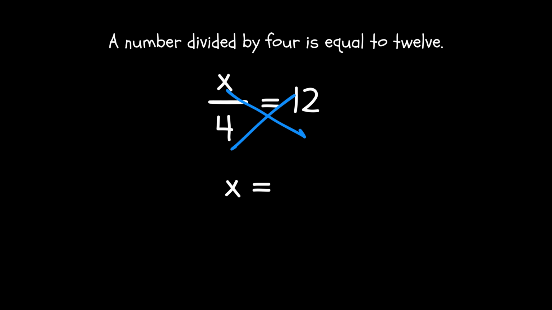Now, a number divided by 4 is equal to 12. So we will have our equal 12. And now let's read one more time. A number divided by 4. So a number represents a variable. We will call it x, and we will have it over 4. Now we can simply cross multiply. x equal 48. 4 times 12 is 48.